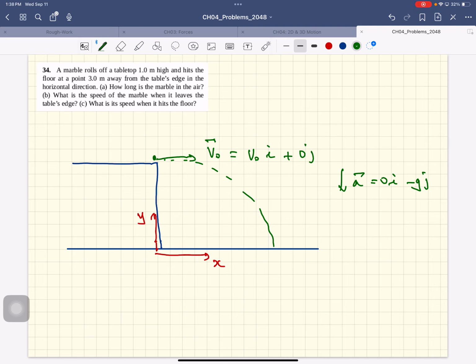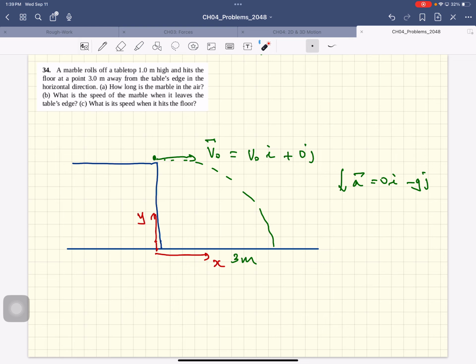And now what is it that you want? How long is the marble in air? So the flight time is what you want. What is the speed of the marble when it leaves the table's edge? They tell you that it falls 3 meters away. You know that the faster the marble is launched from the tabletop, the further it falls. So this information is going to give you the speed, and of course this is related to the speed and the time of flight. The longer the marble is in air, the smaller the speed needs to be for this given distance.